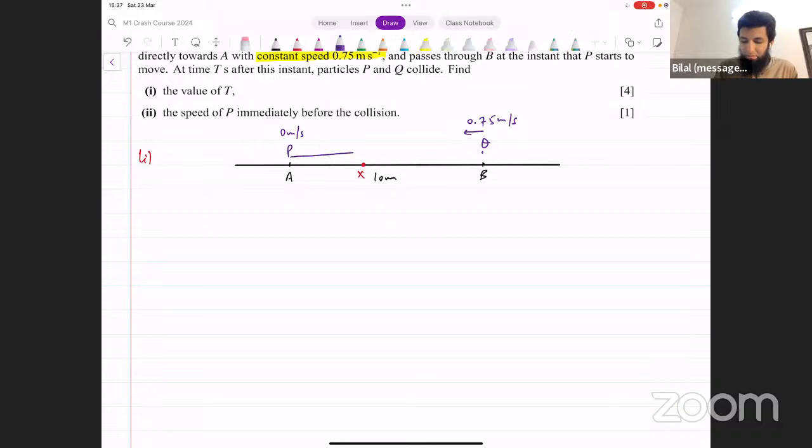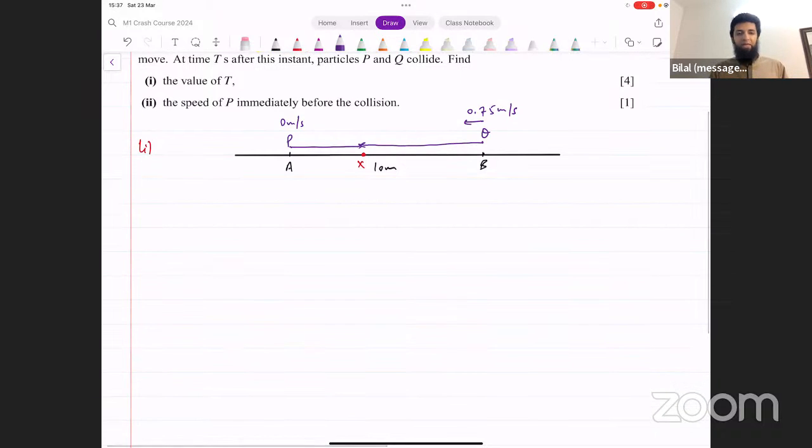That means P has moved from A to this point, and Q has moved from B to this point as well. And they have both taken t seconds to reach this point, the point of collision. We need to find the time taken until this collision happens. Now, let's try to understand what information we have been given about both the particles. So we have particle P and we have particle Q.